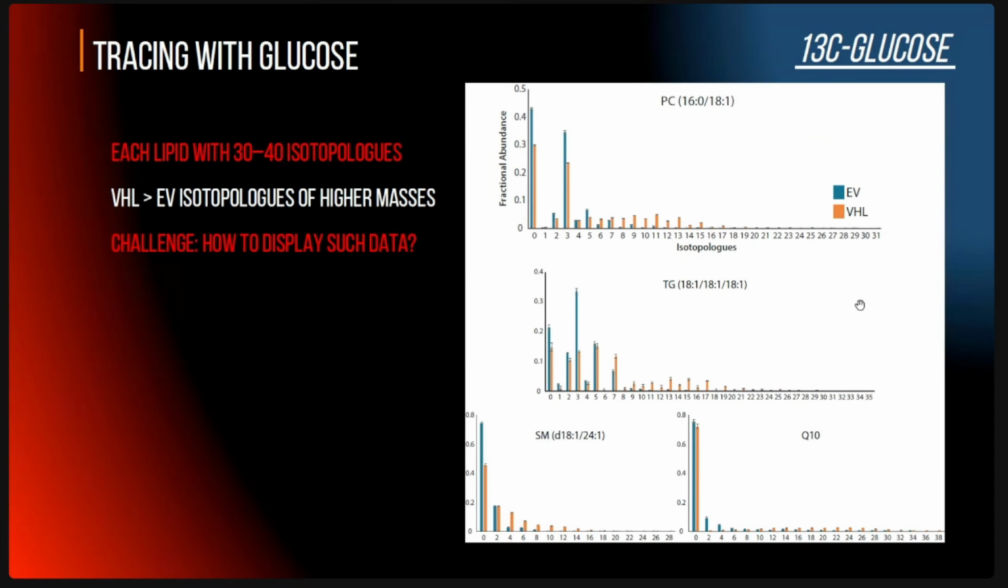You need to believe that it was like that for almost all lipids, including sphingolipids and some other prenol lipids like the Q10. But the challenge here is that you would have to plot one of these for each one of the 150, and then you end up with 150 plots, and it's not feasible. So how to display the data?